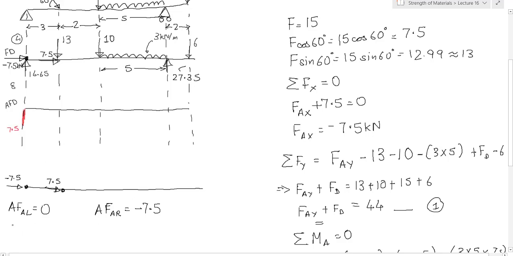Then again, what will be the axial force to the left of B? To the left of B, what is there? Still only minus 7.5. And axial force to the right of B, what is the value? Minus 7.5 plus 7.5, which comes out to 0, right? So here it is going from minus 7.5 to 0, and we can join it with a horizontal line. See, in axial forces it will always be a horizontal line, don't worry. Axial force is very easy, so you can draw it like this.